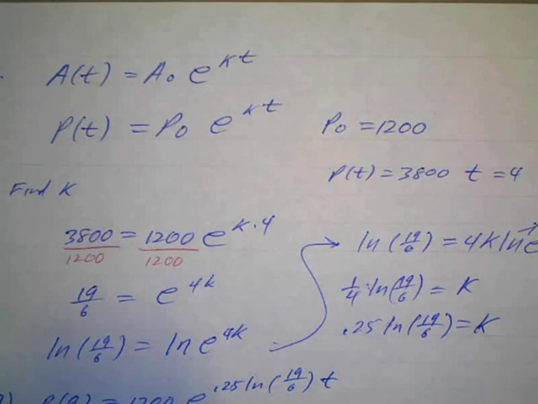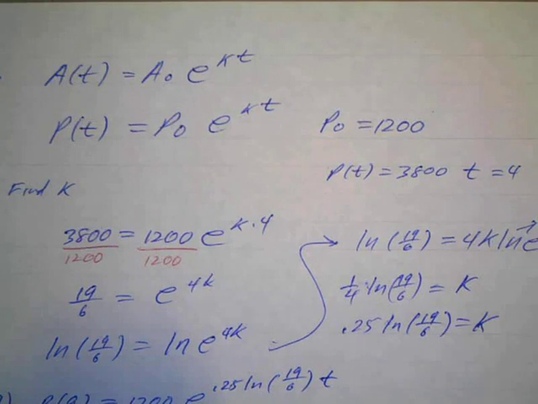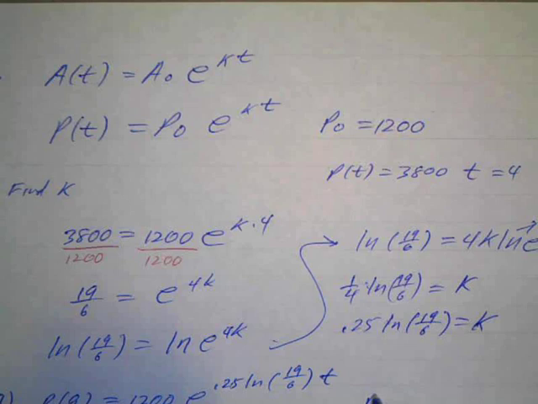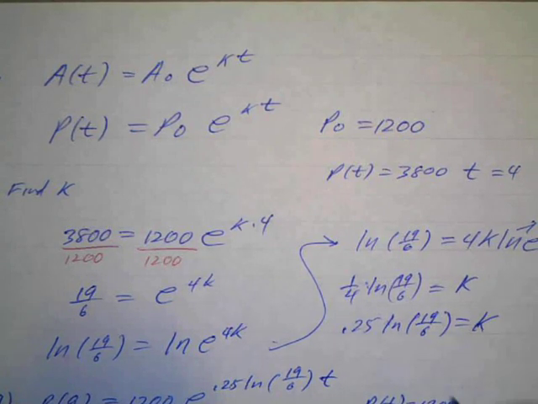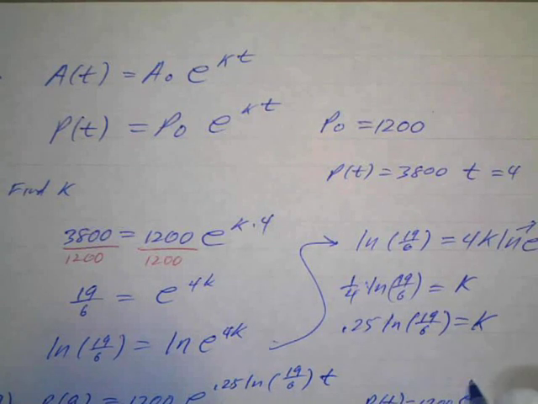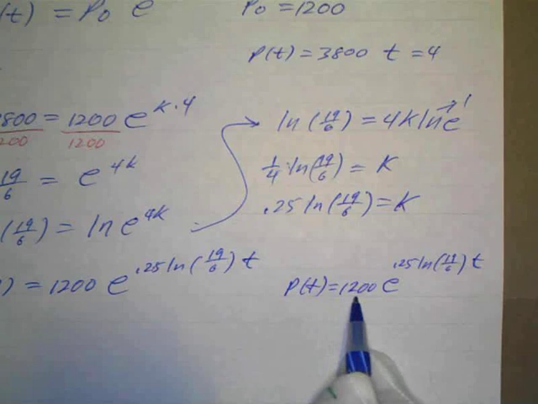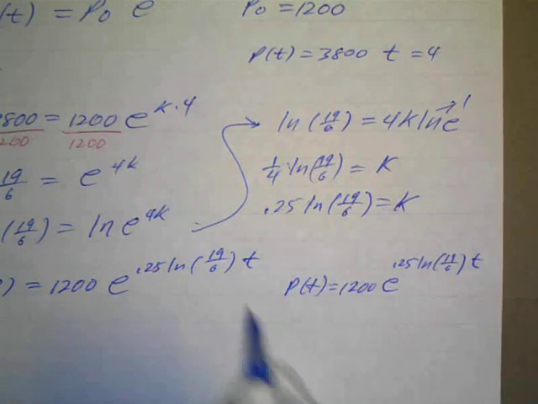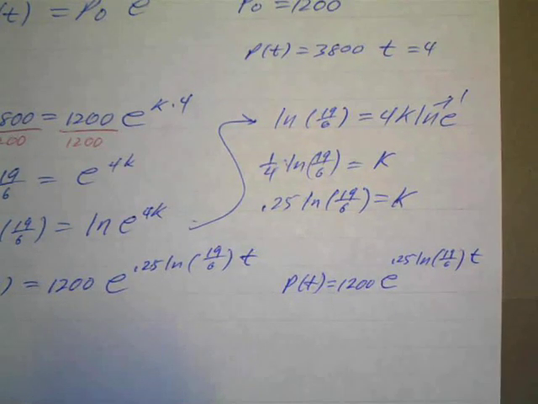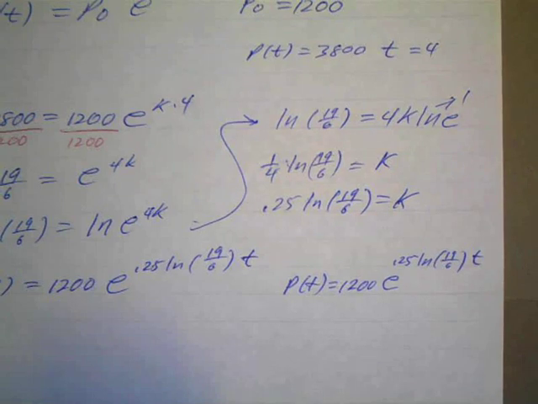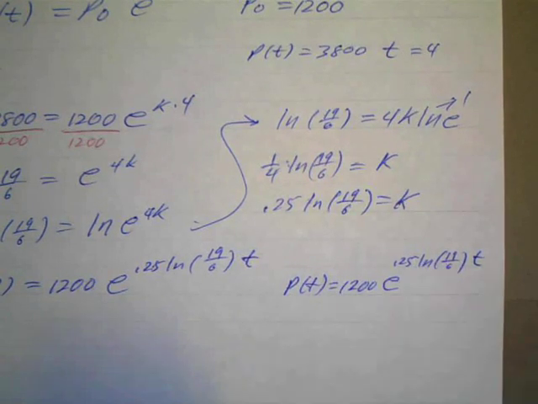All right? I probably should have written the actual formula: P of t equals 1200 times e to the 0.25 ln of 19 over 6 t. So that's your general formula over here. P of t equals 1200 times e to this. For this particular population, this is going to work because we had an example of what happens with this population, so it allows us to find the k.